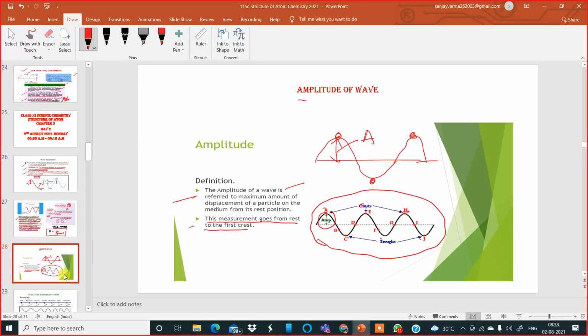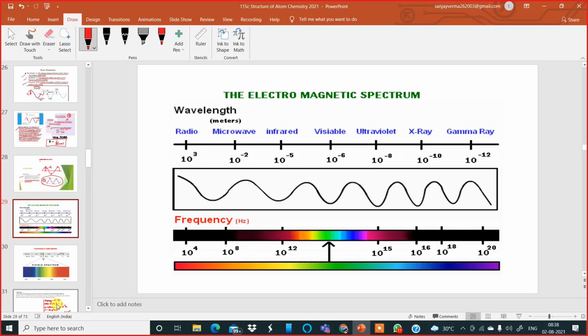Now moving to the next slide. After completing the wave parameters, we have something for you: the electromagnetic spectrum. Have a very nice look at this diagram, the electromagnetic spectrum, on which you can see the spectrum has been explained on the basis of wavelength, frequency, the color combination, and the different waves.